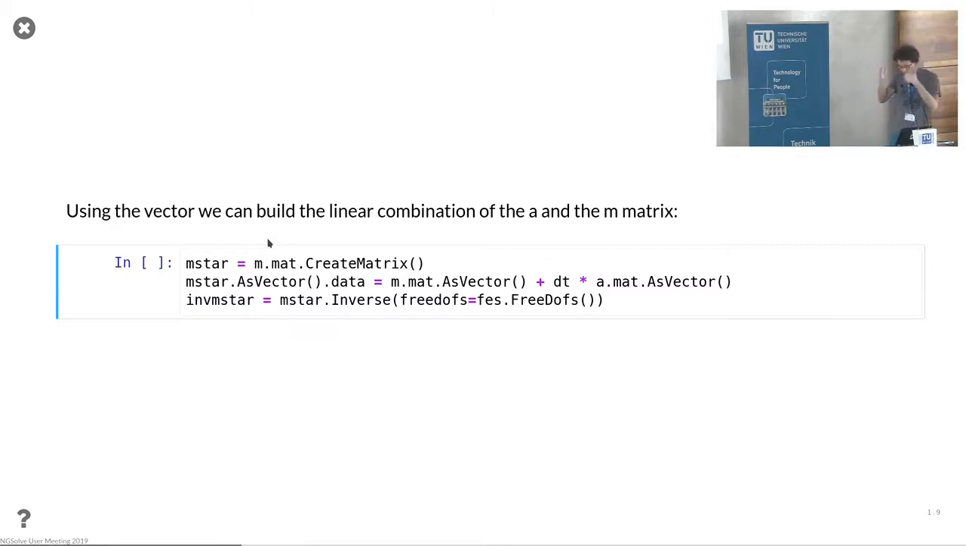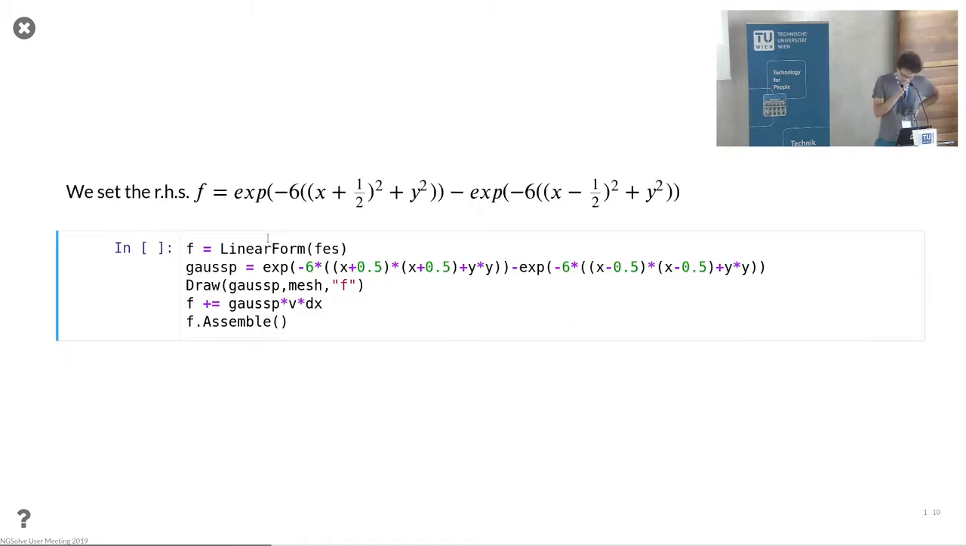Okay, and this is what we use now to form this M star matrix by just using that the entries, so the values in the sparse matrix, that we can just linear combine them. Because we have the same memory layout, we will get the corresponding correct matrix. So what we get out of this operation here is the same as if you would assemble a corresponding bilinear form with the corresponding terms inside. Okay, then we invert this already to prepare the implicit Euler step.